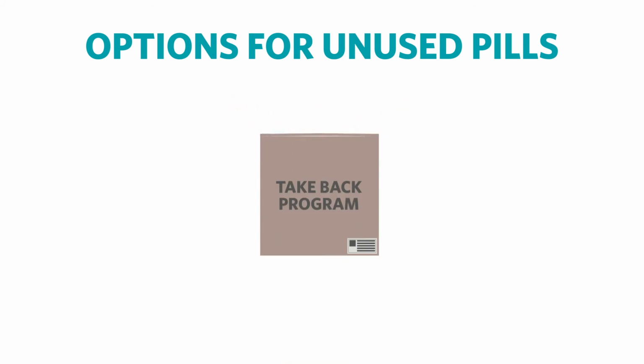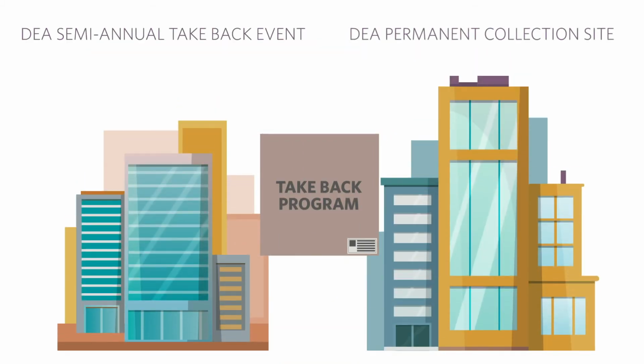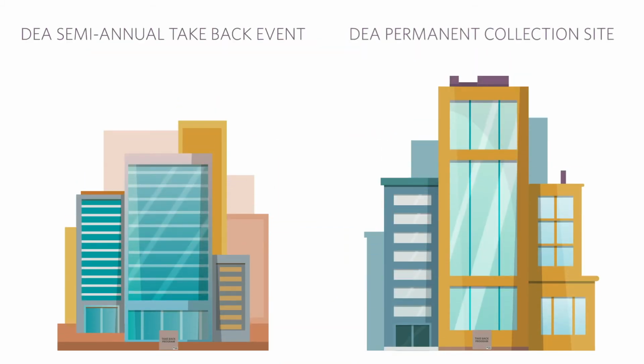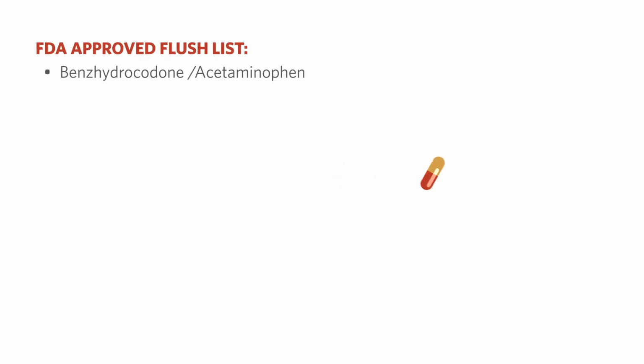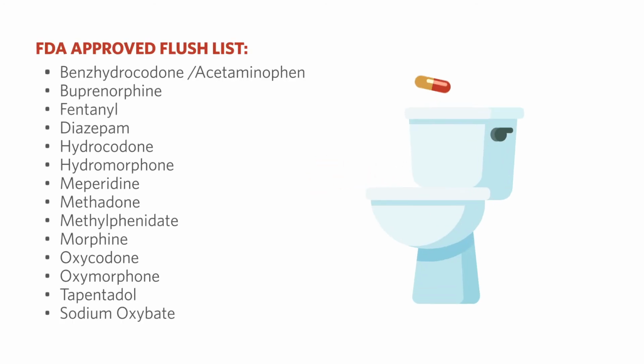Patients should immediately bring unused opioids to Drug Enforcement Administration semi-annual take-back events or DEA-approved permanent collection sites. If a take-back option is not available and an opioid is listed on the Food and Drug Administration's flush list, patients should flush unused opioids down the toilet.